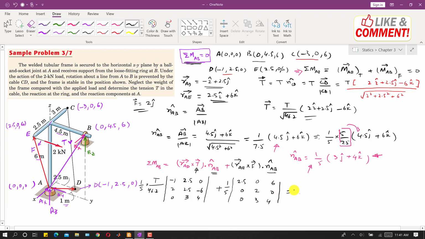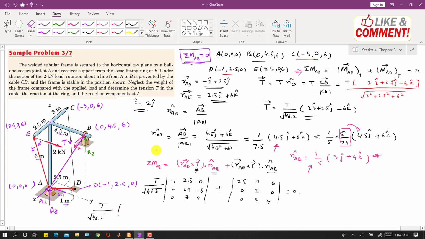So this will be equal to 0. If we take 1 by 5 common from this and divide both sides, since we have 0, this will be cancelled out, right? So throughout, we will be left with only these things. Now we can find this, and this is 46.2 under the root 2, right? Remember, this is T divided by 46.2.